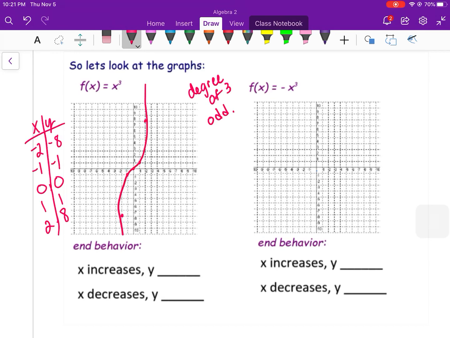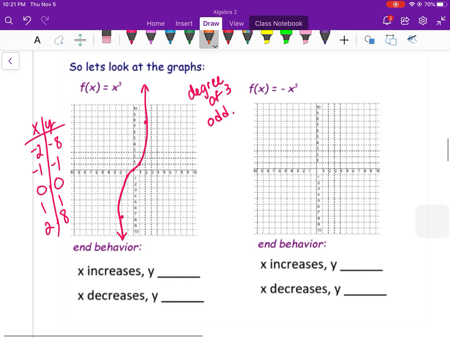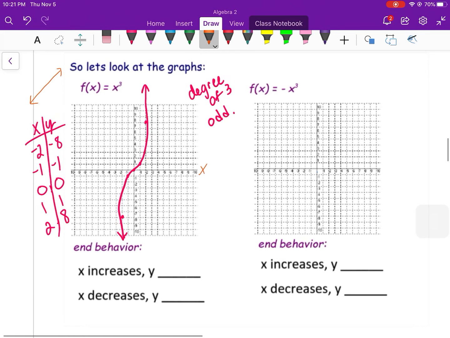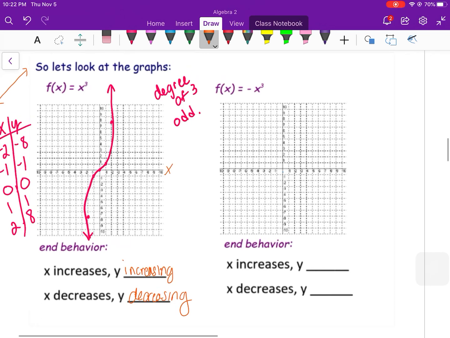You will see that the cube kind of makes this S shape, but it has the same end behavior as the linear one did. Remember, the line was the positive line. As you go to the right, as x is increasing, the function is also increasing, which is the same thing the positive line did. And then as x is decreasing, so as you're going to the left on the x-axis, the function is going down, the function is decreasing as well.